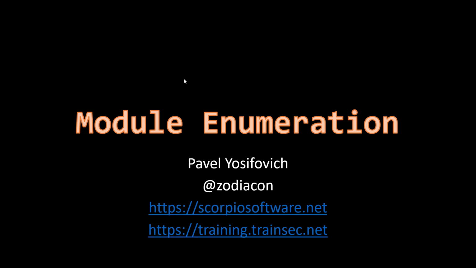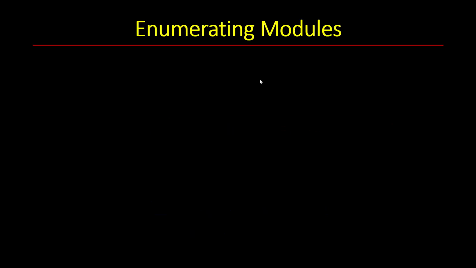Hi and welcome to this video about module enumeration. Now what do I mean by the term module? I mean in this case the simplest thing, which is DLLs or the executable itself, which is mapped into a process. So how can we enumerate and see which modules are loaded into the process address space?